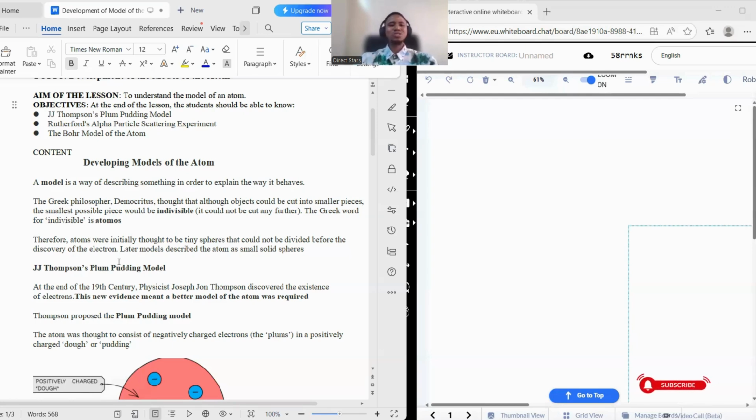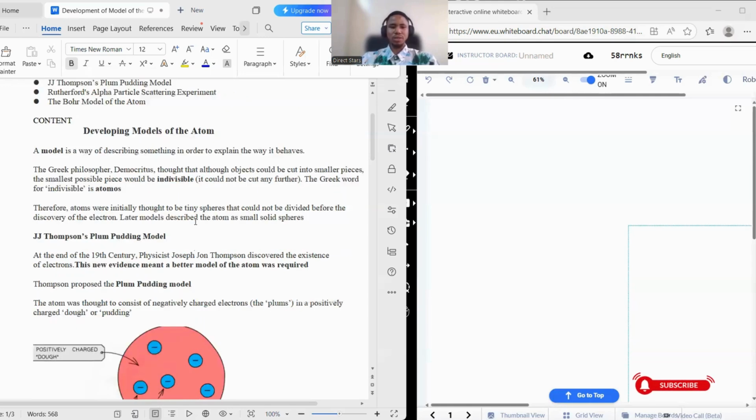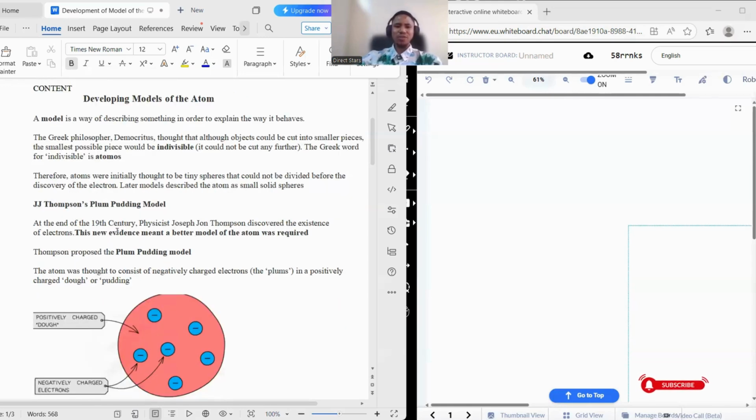Okay, so therefore, atoms were initially thought to be tiny spheres that could not be divided, before the discovery of electron. Later, the model described the atom to be a small solid sphere. Yes, atom is a small solid sphere, but inside the atom, we have other things there. So the first thing comes from J.J. Thomson plum-pudding model. At the end of the 19th century, physicist Joseph John Thomson discovered the existence of electron from the atom. The atom that we thought is the indivisible one, J.J. Thomson discovered electrons from it. So the new evidence meant a better model of the atom was required.